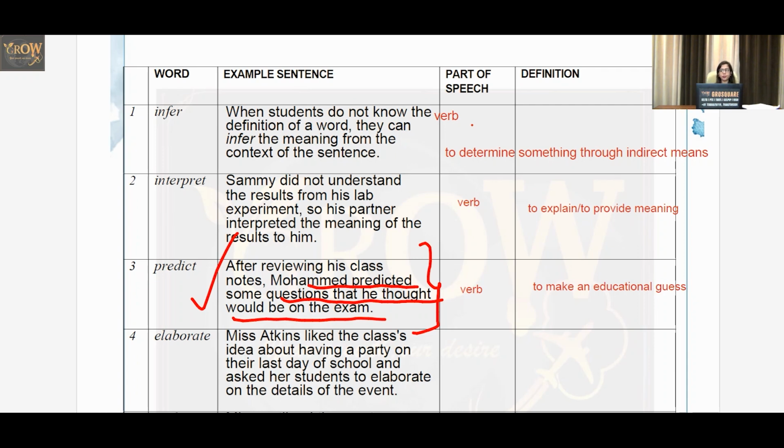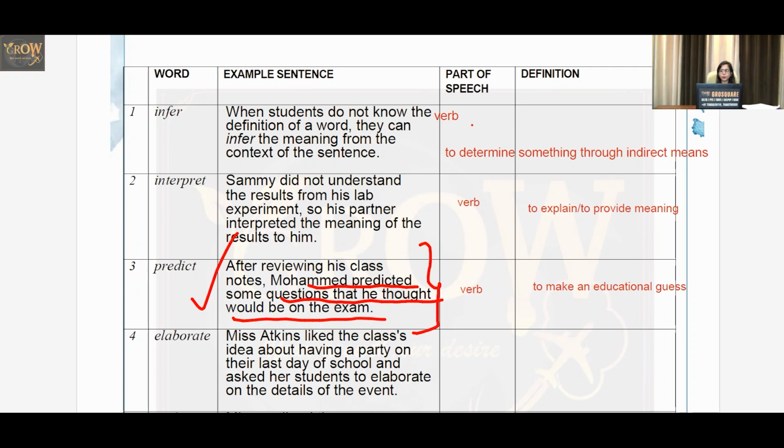So the first word is infer. That means to determine something by indirect means, अपने आप अंदाजा लगाना. Second is interpret, that means to explain, and third is predict. That means to make an educated guess.